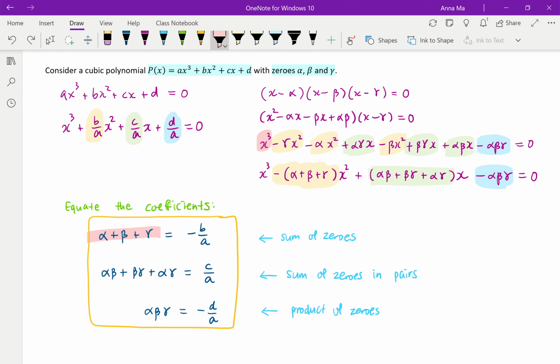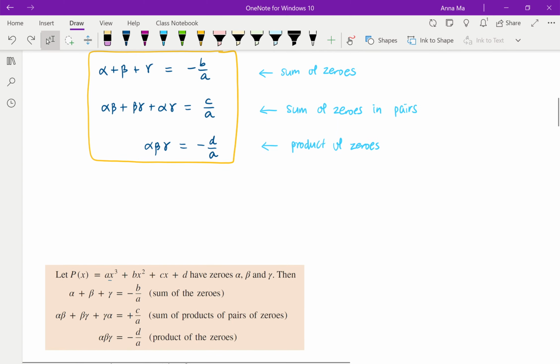On the right hand side, we will always start with negative B on A, and then you can see it goes in order. It's C on A, D on A, but the sign always starts from negative, goes to positive, and then to another negative. So the signs are actually alternating as we go down the identity. And we could derive the same thing for a quartic.